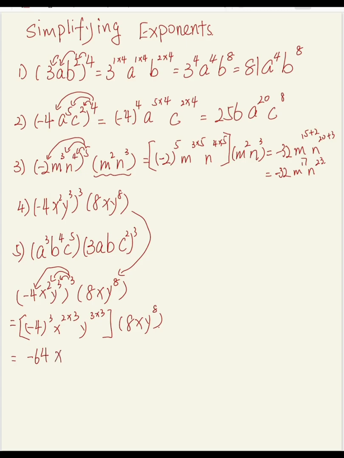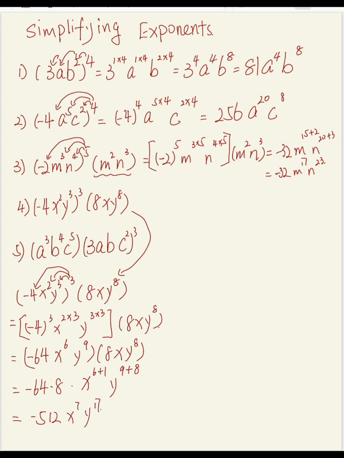And for this one, it's -64 x to the 6th, y to the 9th, times 8xy to the 8th. And then we can get -64 times 8 times x to the 6 plus 1, and y to the 9 plus 8. So we can get -512 x to the 7th and y to the 17th.